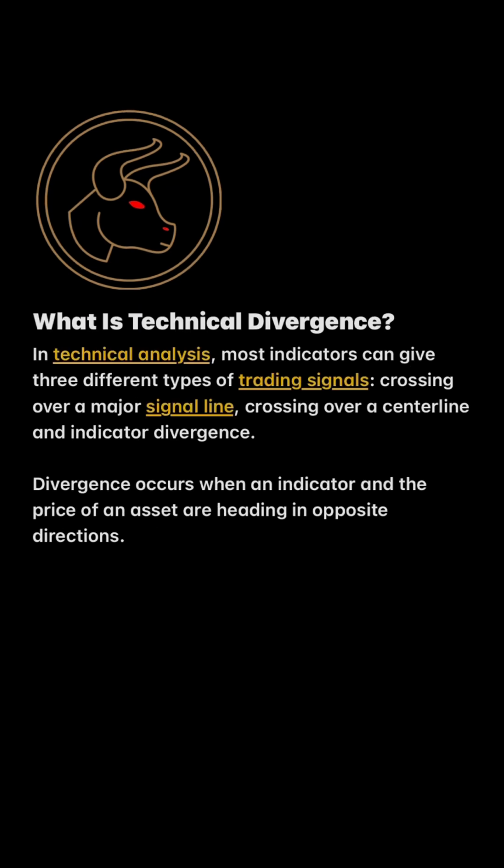Now, let's talk about technical divergence. In technical analysis, most indicators give 3 different types of trade signals: crossing over a major signaling line, crossing over a center line, and an indicator of divergence. Divergence occurs when an indicator and the price of an asset are heading in opposite directions.